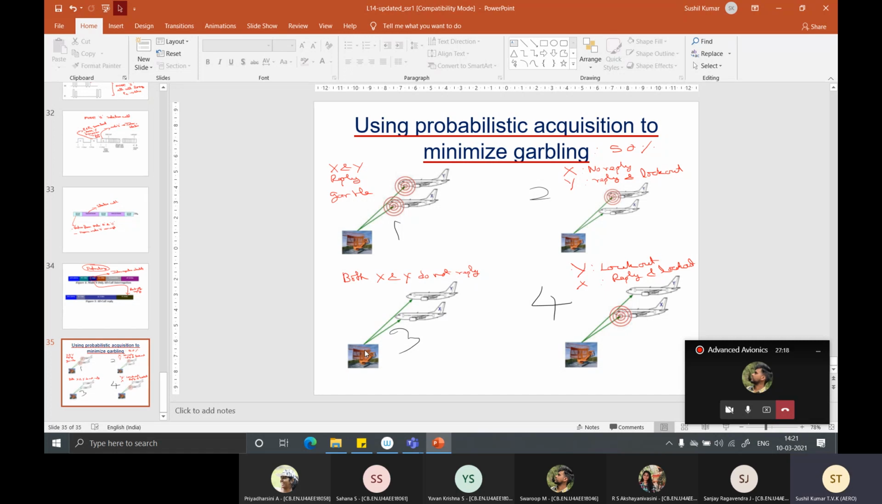Getting it? It's not total elimination, but definitely you're overcoming the problem to a certain extent. Once it is locked out, then there are no issues. After that, it is selective call. Sarup, are you getting this point? It is only till you acquire and lock that aircraft that you have the problem of garbling. After that, there is no garbling. Yes, sir.